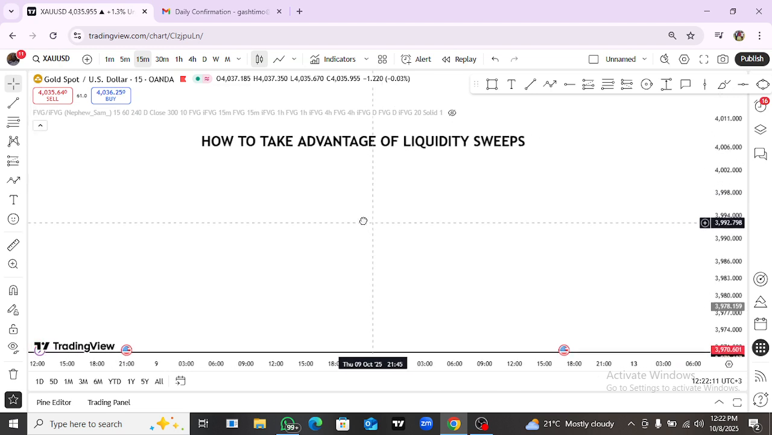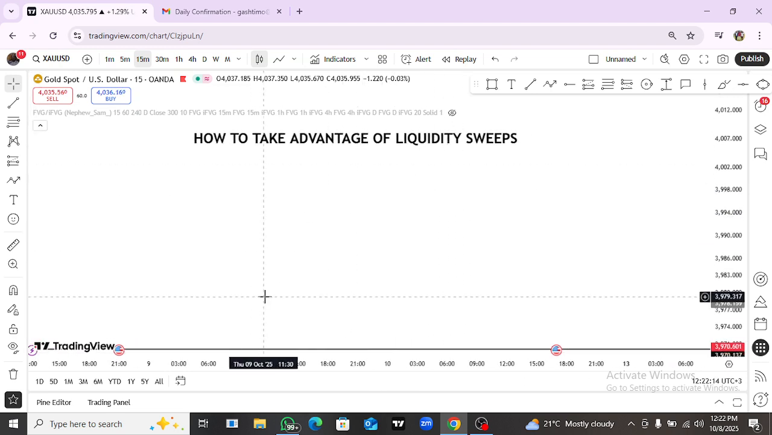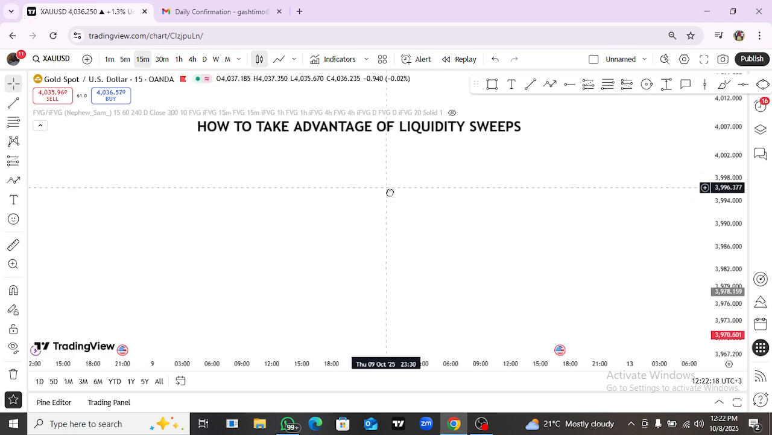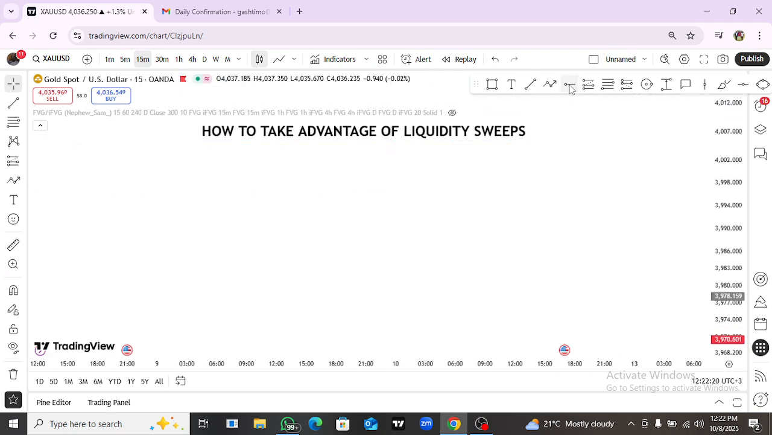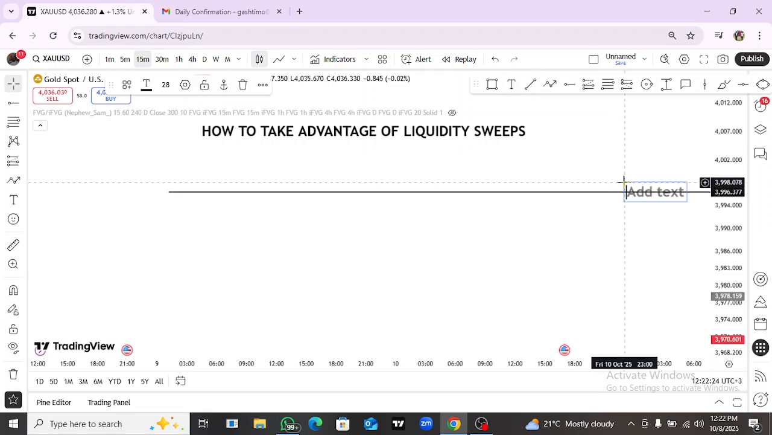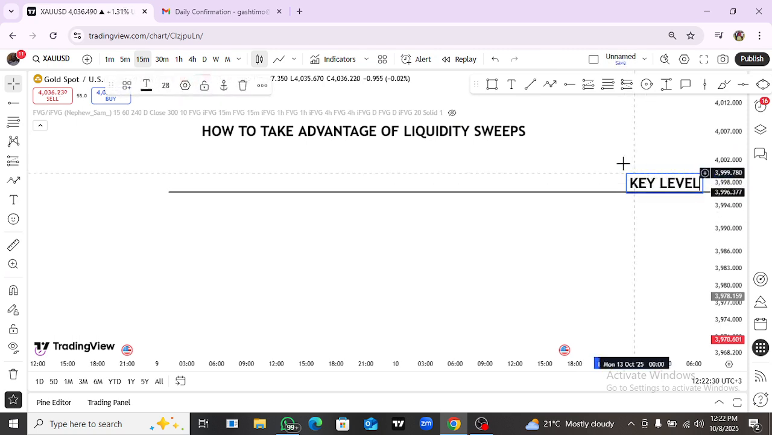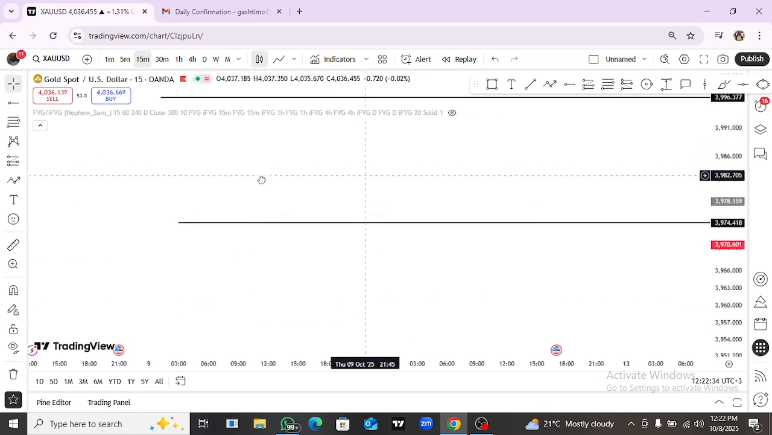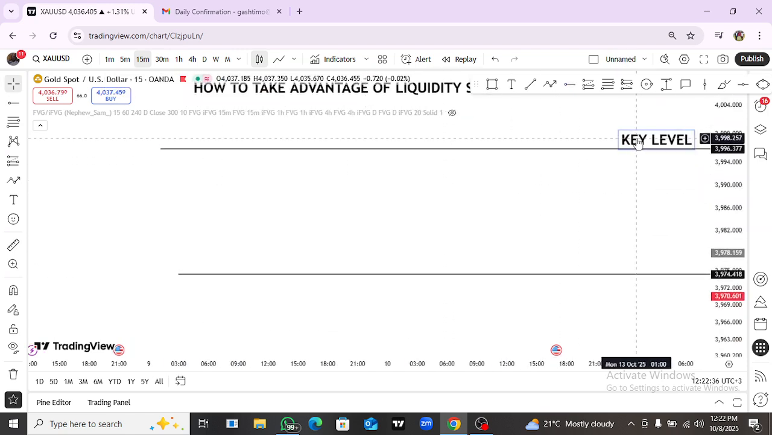So let's go to the topic for today. Liquidity sweeps. How do liquidity sweeps happen? When the market has reached key levels, for example, this is a key level. Let's assume this is a resistance level or an order block. Don't mind my drawings. Then this one is another key level.